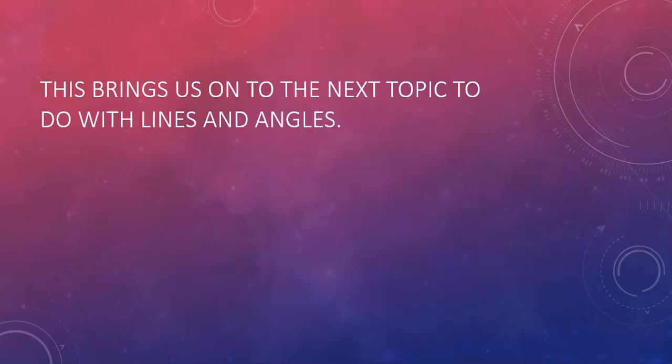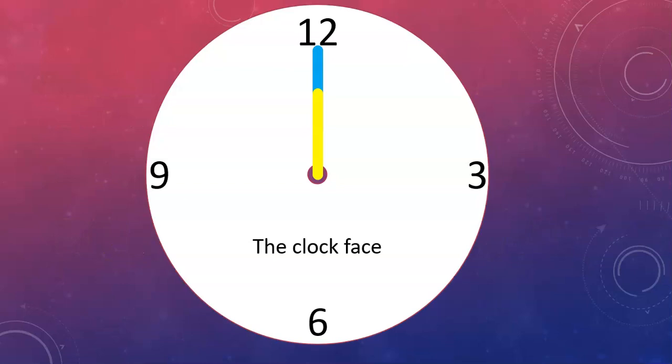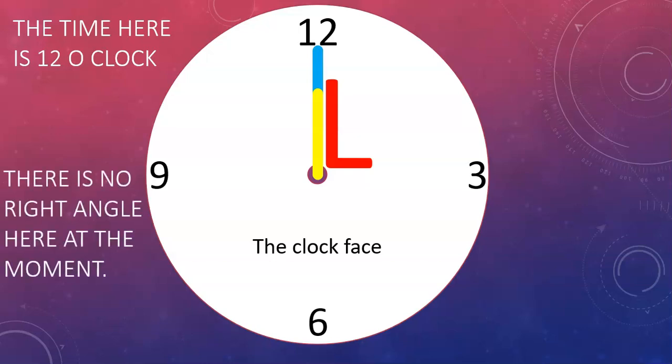This brings us on to the next topic to do with lines and angles: rotations or turns. The time here is 12 o'clock. The big hand, or the minute hand, is pointing to 12, the blue hand, and the yellow hand is pointing to 12 as well. That's the hour hand. There is no right angle here at the moment.